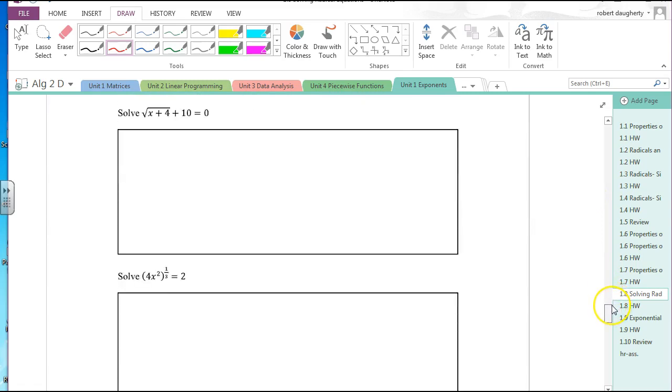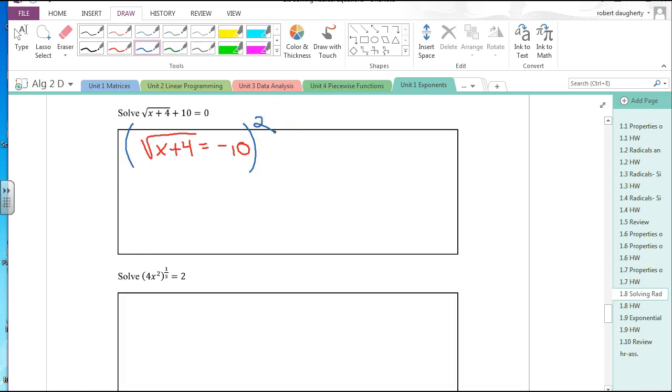I want to do this one, and then I'm going to skip one and move ahead. So let's look at this. What needs to be by itself here? Yeah, so I can write this as the square root of x plus 4 equal negative 10, okay? Now, to solve this, what I'm going to do to both sides of this equation? Square both sides of the equation.